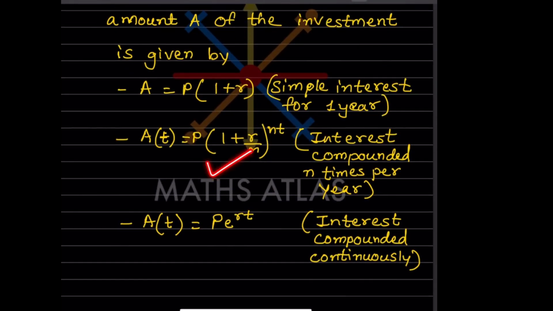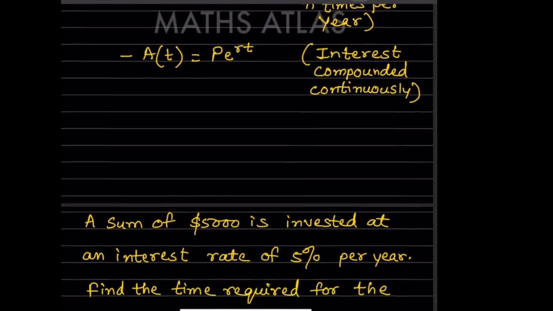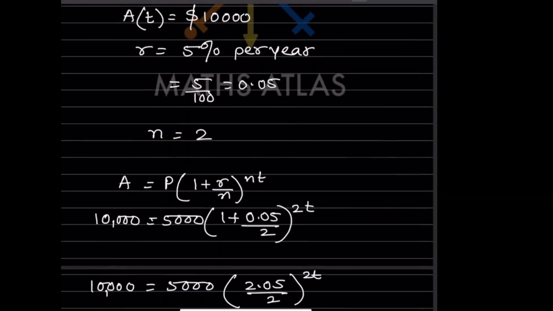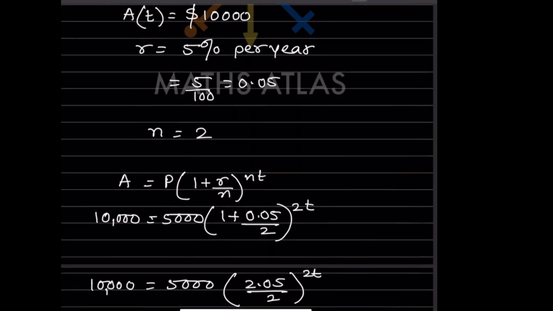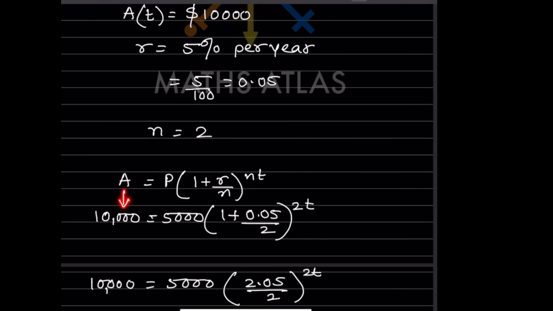So we are going to use this one because interest is compounded n times per year. So we are going to use the second formula. Here A is equal to P into (1 plus r by n) raised to nt. Now we have the amount, that is 10,000. So below this 10,000, we put the principal, 5,000.